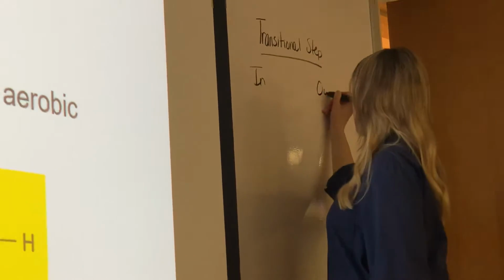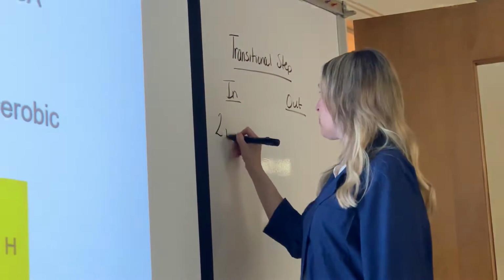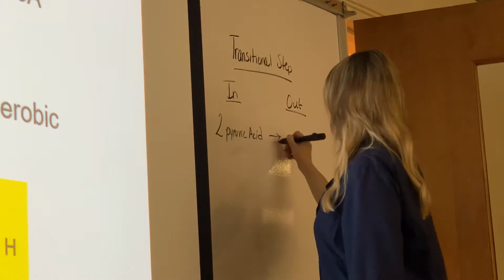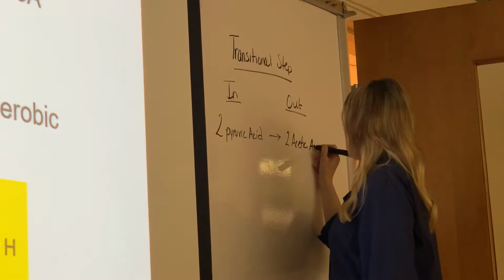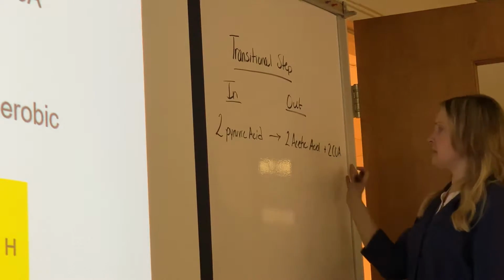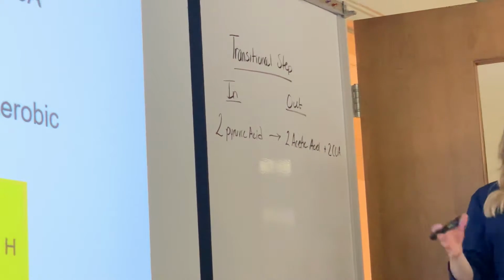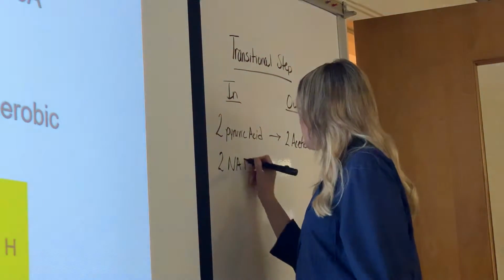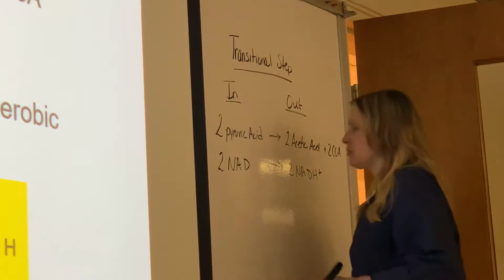So what goes in for this one, we have 2 pyruvic acids. We get 2 acetic acid molecules plus 2 coenzyme A's that are going to be carrying the acetic acid, and we combine the name and call it acetyl coenzyme A. And we have 2 NAD molecules that are reduced to 2 NADH plus H molecules.